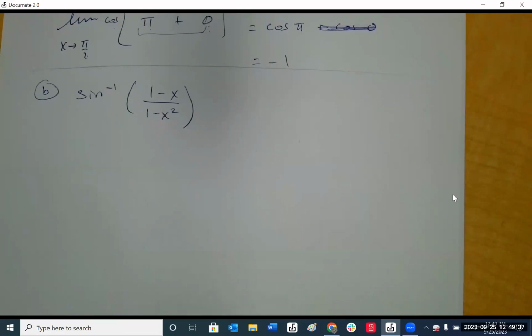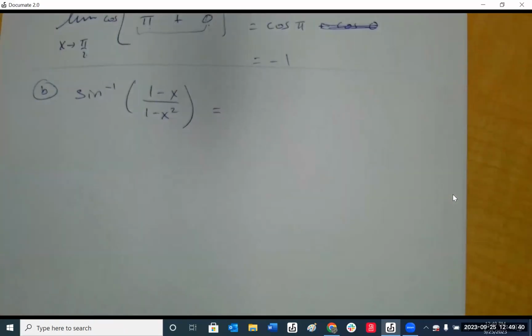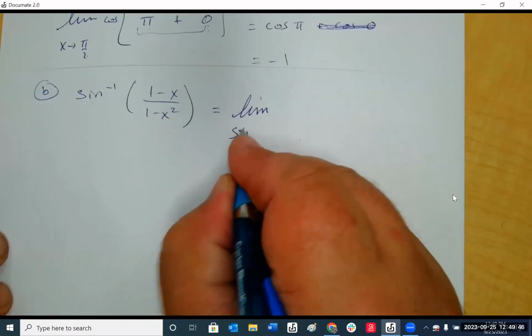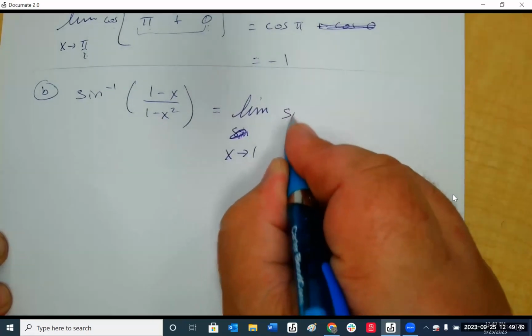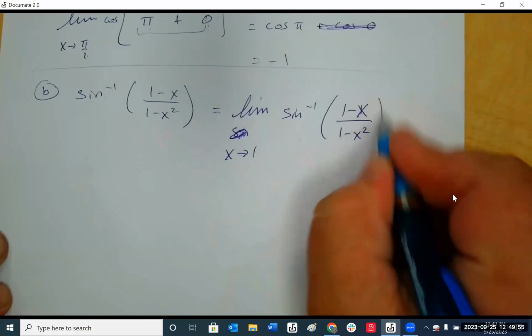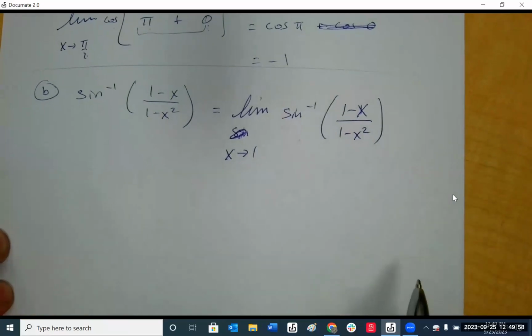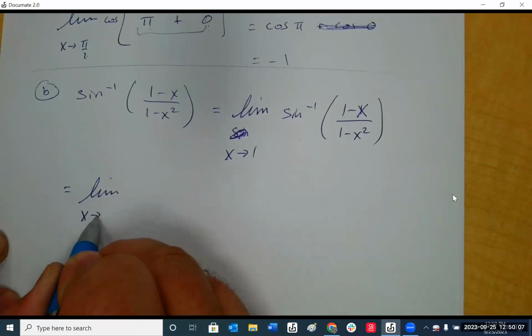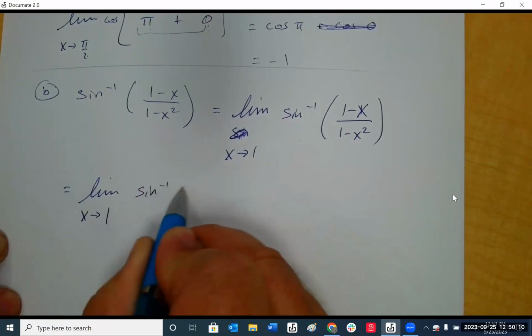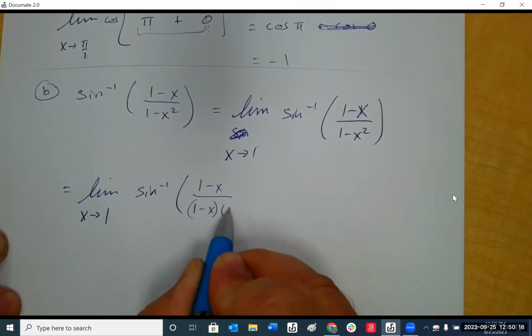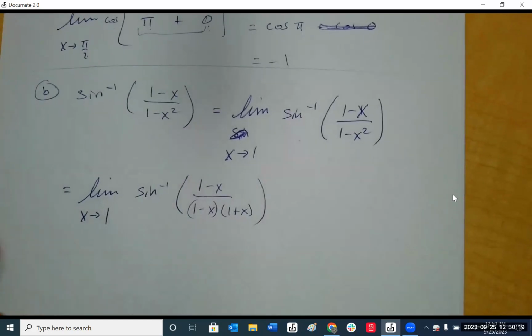But what do we do first? We're looking at the limit as x approaches 1 of the inverse sine of (1 minus x) over (1 minus x squared). If we plug in 1 inside here, what do we get? 0 over 0. Whenever you have 0 over 0, what can happen? So inside the inverse sine we have 1 minus x, and the bottom is 1 minus x times 1 plus x. It's the difference of two squares on the bottom.